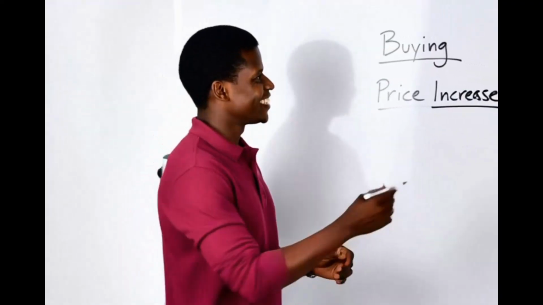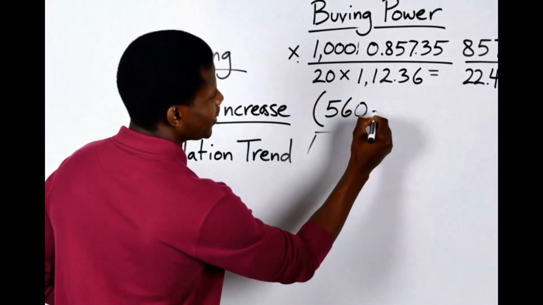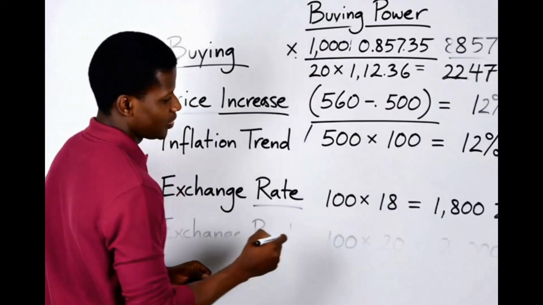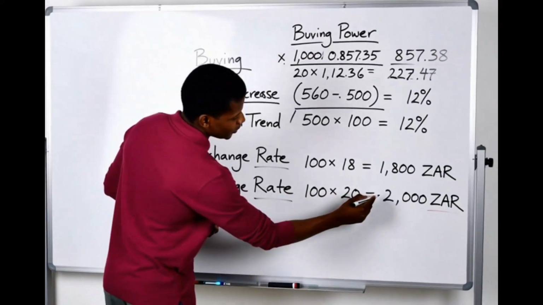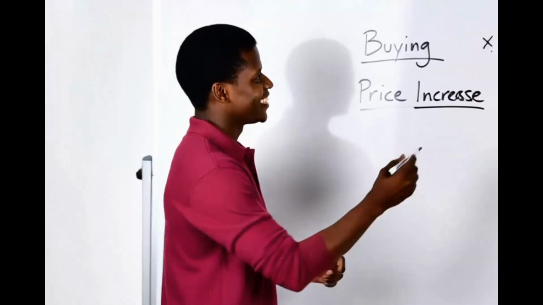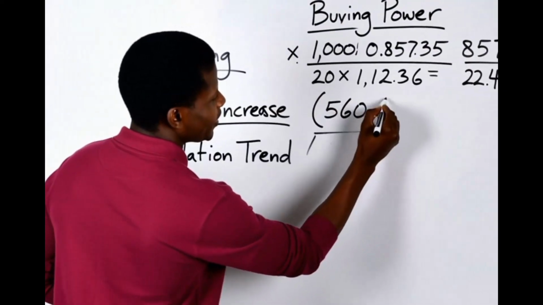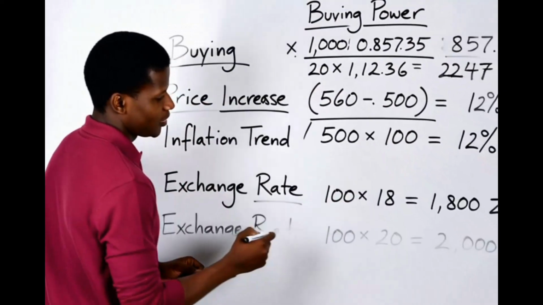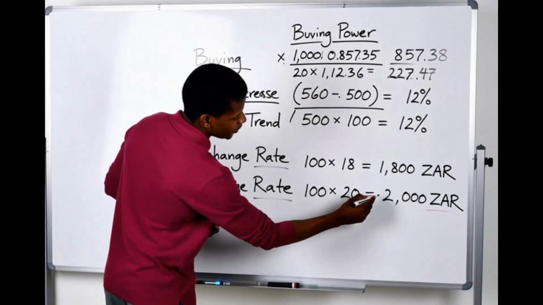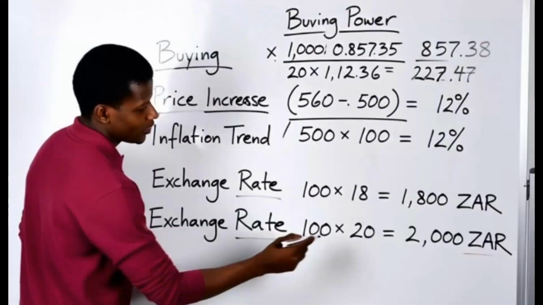In summary, inflation reduces buying power, increases prices, and affects currency value. For instance, 1,000 Rand at 5% inflation drops to 857 Rand in 3 years. Bread rising from 20 to 22 Rand 47 cents shows a 12% increase. Exchange rates change the value of foreign currency, impacting costs when traveling or importing. Learners analyze these effects to make informed financial decisions and plan budgets wisely.